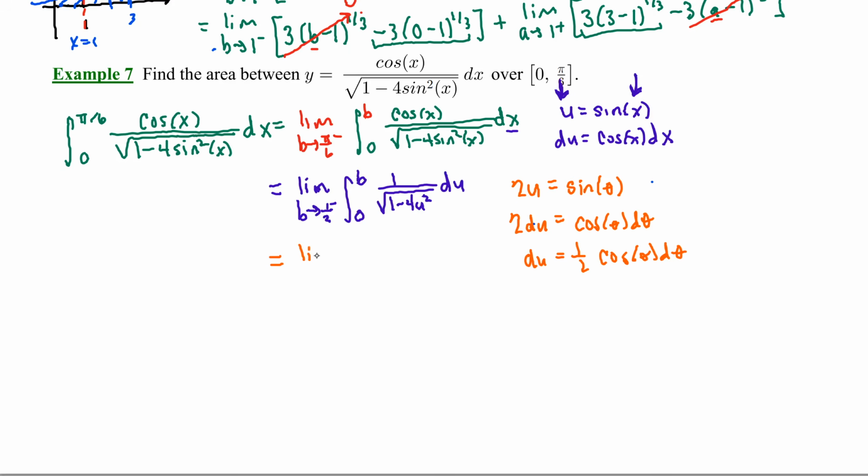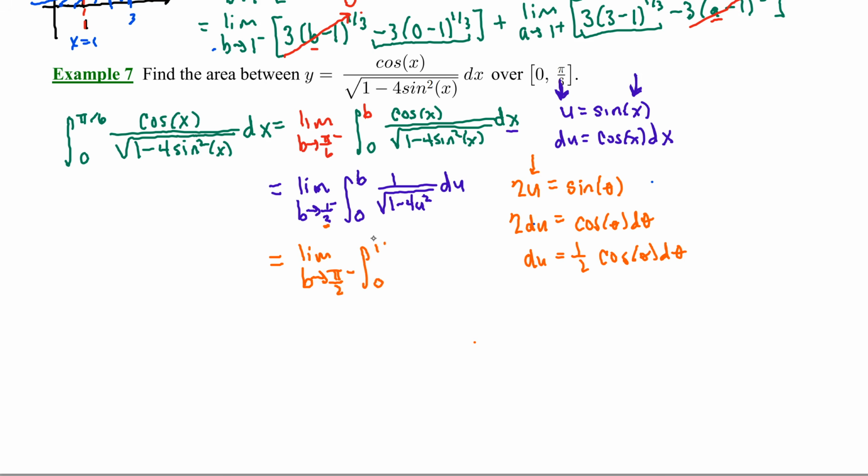We're changing variables again, which means we need to double check this value. This was a u value. If we plug 1/2 in for u, we can see sine of theta equals 1, and that occurs at pi over 2. So once again, I'm going to change that limit of integration to pi over 2 from the left. The lower limit of integration once again stays the same.